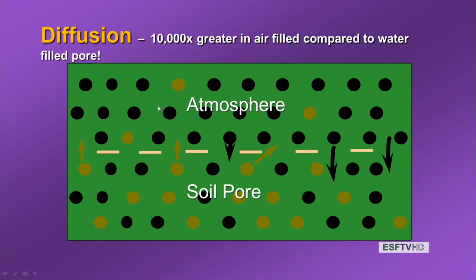And this happens in air-filled pore space. That's why we introduced air-filled porosity. And look at the rate. So the rate of diffusion is 10,000 times greater in an air-filled pore compared to a water-filled pore. Essentially, water-filled pores restrict this aeration. So we've got to have air-filled pores. Brings us back to macroporosity.